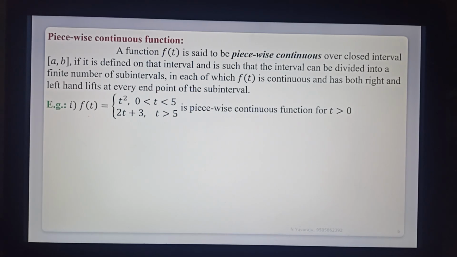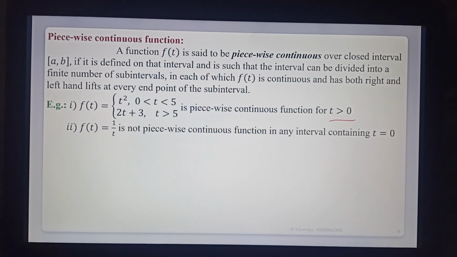This is one of the examples here. This function is piecewise continuous for t greater than 0, because the interval can be divided into the subintervals 0 to 5 and 5 to infinity. In each of these two intervals the given function is continuous. Therefore this is piecewise continuous.